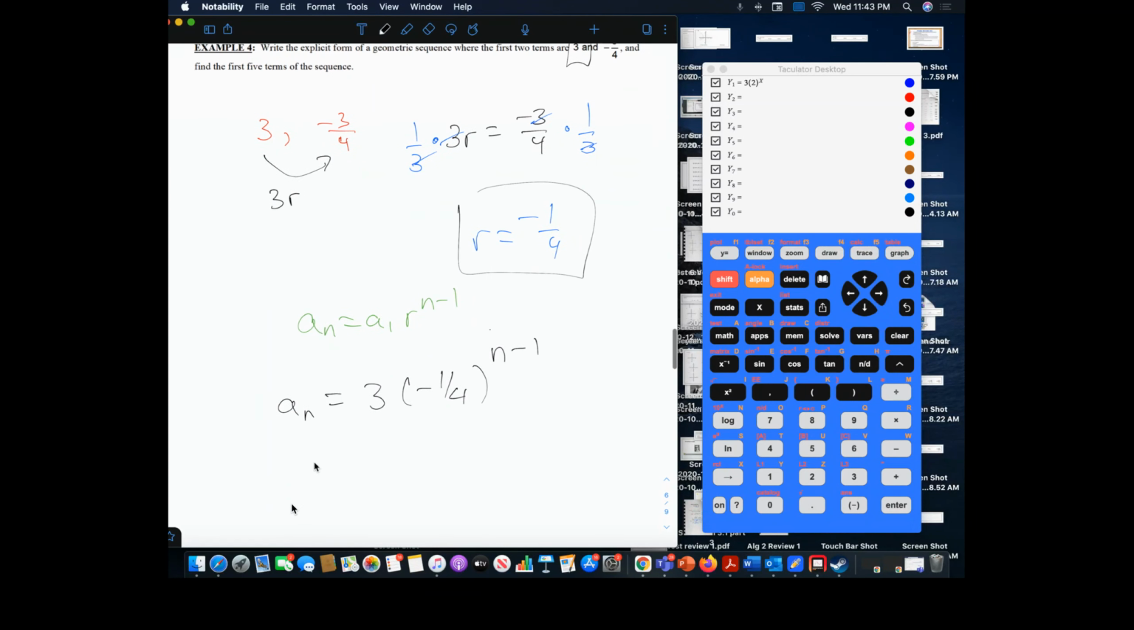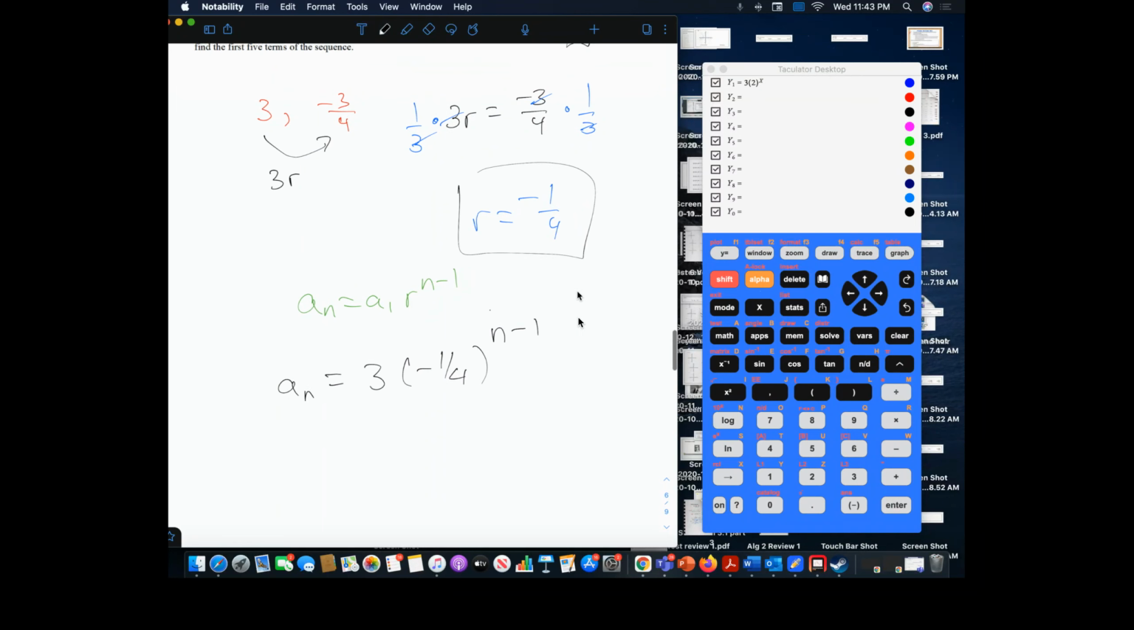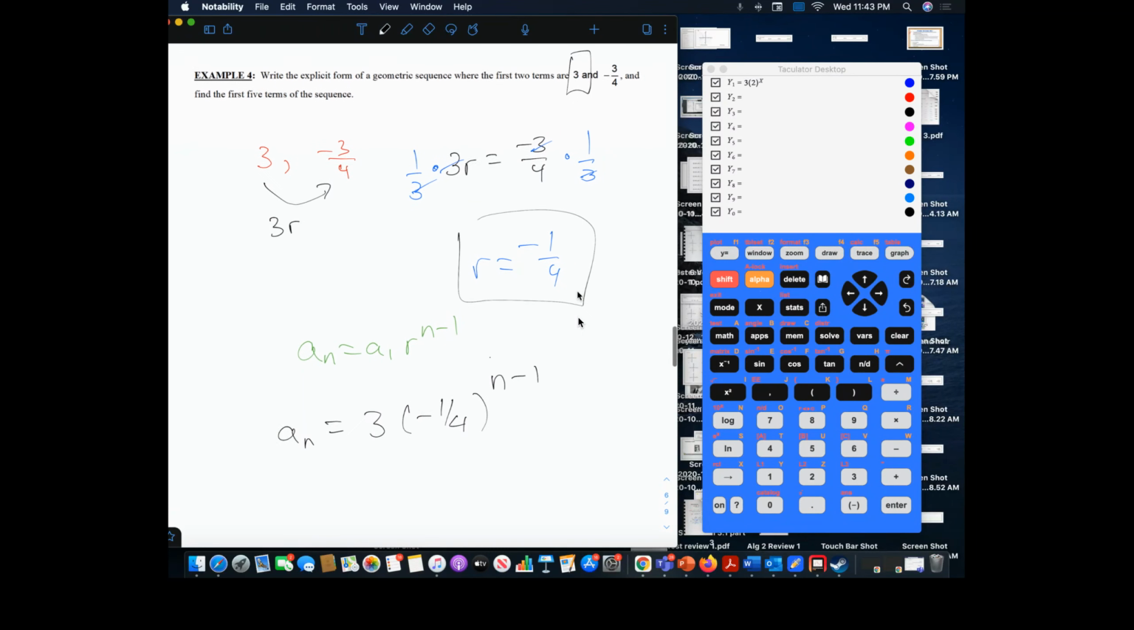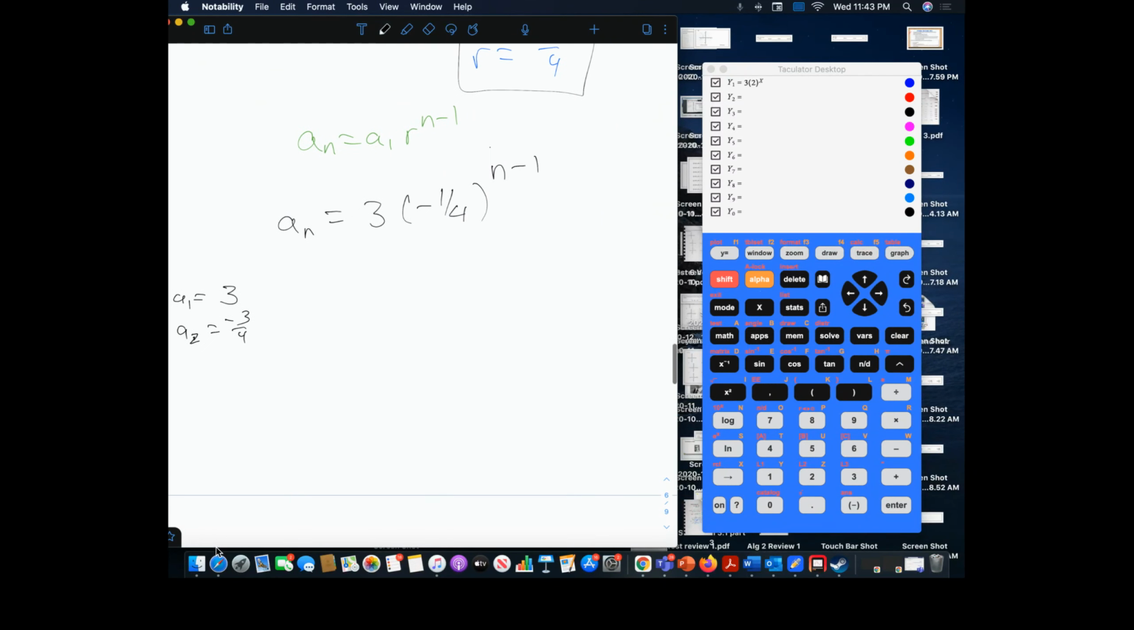Okay. Then it says list the next 5 terms. I'm sorry, find the first 5 terms. So the first one's 3. So a1 is 3. a2 is negative 3/4. And you have 2 options. We know we're multiplying by negative 1/4.